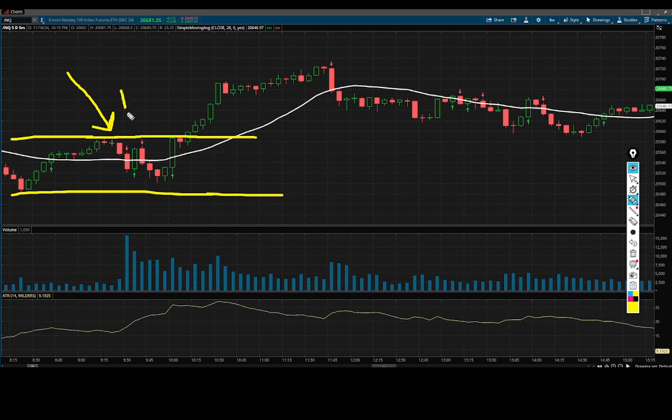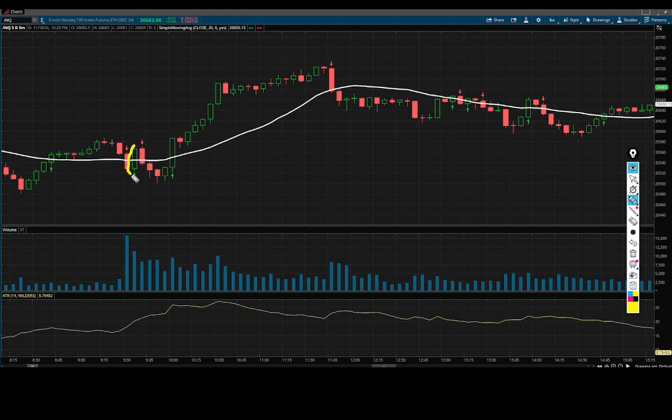Now you're going to notice that we get a setup to the long side, this one here off the open. The next candle at 9:40 New York time confirms, immediately wicks you into the position, and then pulls back for 15 straight minutes. This would have stopped you out here. This would be a losing trade.